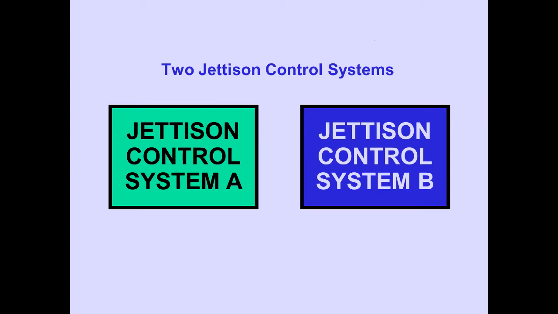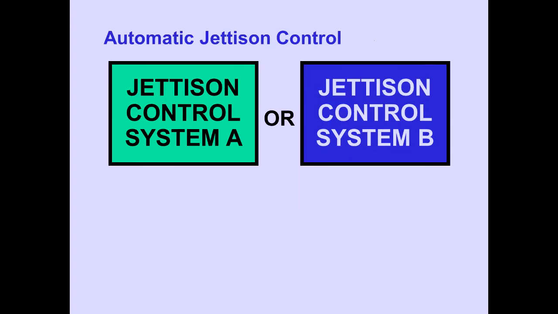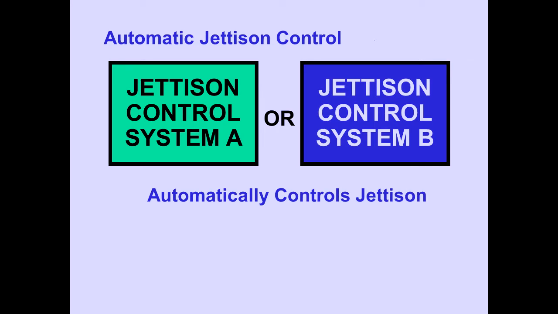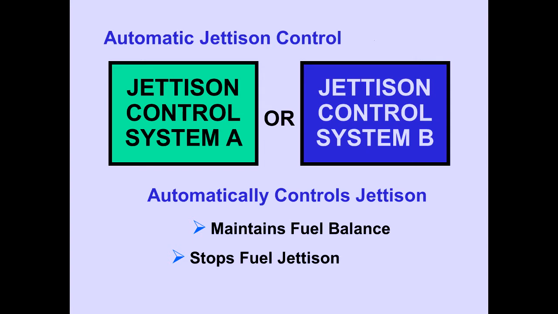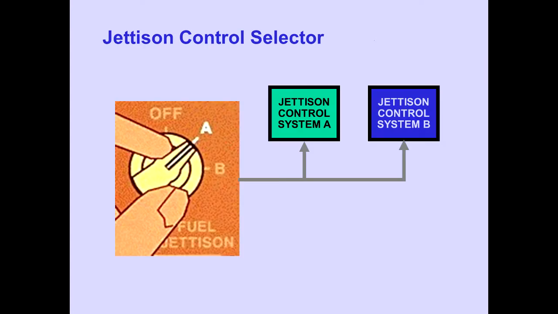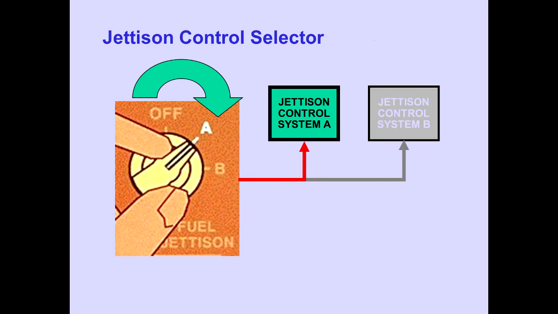There are two jettison control systems, A and B. Jettison Control System A or B automatically controls jettison. The jettison control system positions valves and controls pumps to maintain fuel balance and to stop jettison. Rotating the fuel jettison control selector to A or B selects the respective jettison control system.